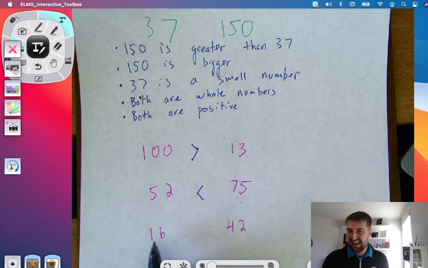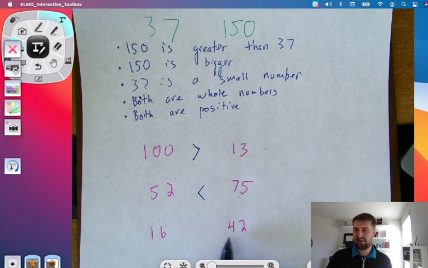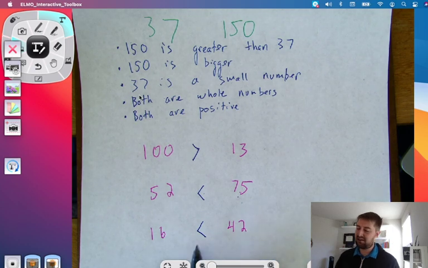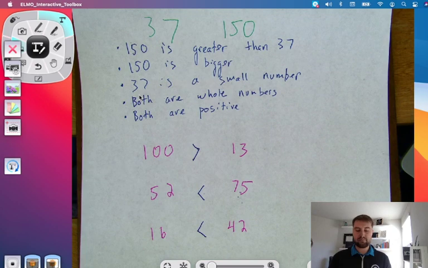This last one, I think I'd rather have 16 cookies than 42. Well, yeah, because I got to work on my health. But 42 is still bigger or is greater than 16. So 16 is less than 42. Awesome. I hope you got those too.